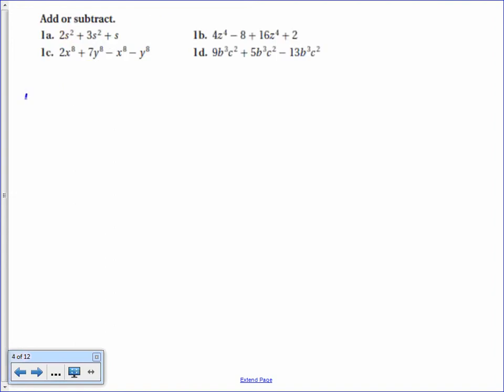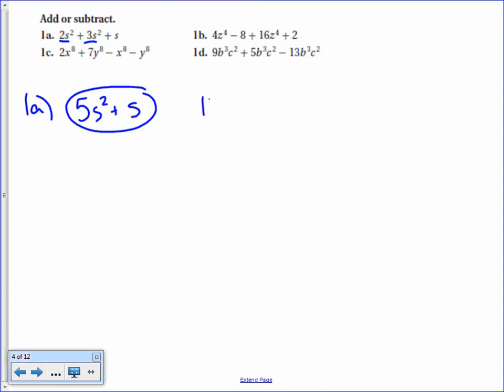So just a few different examples here. Let's take a look at 1a. I have 2s squared plus 3s squared plus s. I can combine the s squareds, so 5s squared, there we go, plus s, and that'll be my final answer there.